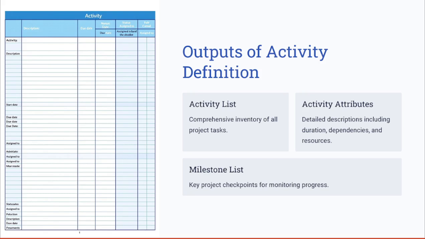And the milestone list identifies the significant project events, serving as checkpoints to monitor the progress and alignment with the project schedule. Again, the key outputs that you need to focus on include the activity list, which is a comprehensive list of all of the tasks. The second output is the activity attributes, a detailed description of each activity. The third is the milestone list, which includes the key project checkpoints.